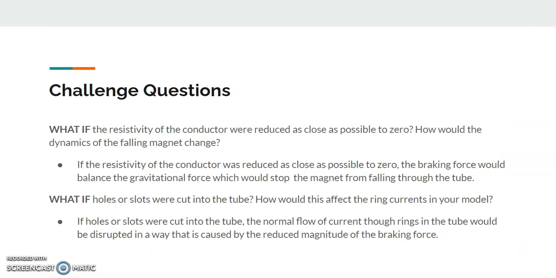The first challenge question asks about the change in dynamics of the falling magnet when the resistivity of the conductor were reduced as close to zero as possible. If this were to happen, the braking force would balance the gravitational force, which would stop the magnet from falling through the tube. The second challenge question asks how the presence of holes or slots in the tube would affect the ring currents in my model. If this was the case, the normal flow of current through rings in the tube would be disrupted in a way that is caused by the reduced magnitude of the braking force.